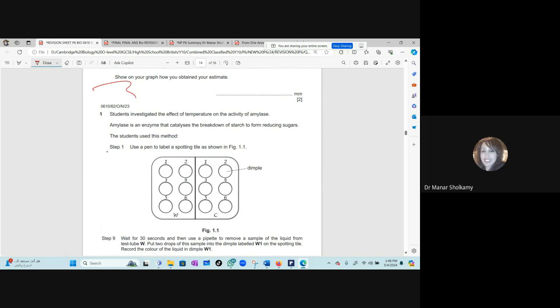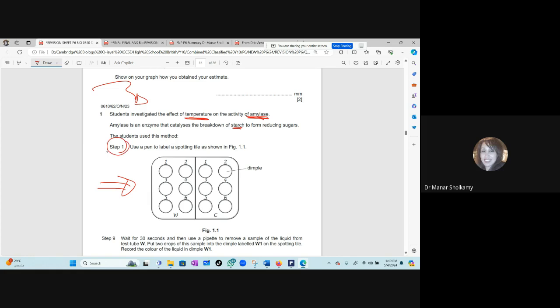Now, I'm so happy that I found this experiment. The experiment for the digestion of starch by amylase. And this is the spotting tile. Students investigated the effect of temperature on the activity of amylase. This question is so common. Amylase is an enzyme that catalyzes the breakdown of starch to form reducing sugars. The students used this method.